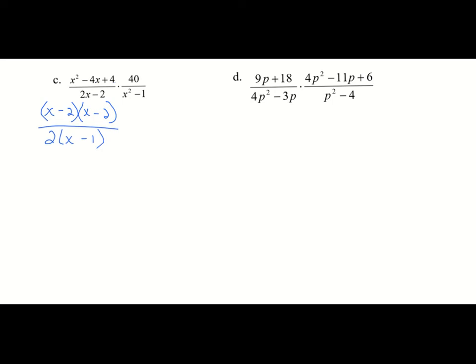And then times, the 40 is in lowest terms, but x squared minus 1, we know can factor to x minus 1, x plus 1.